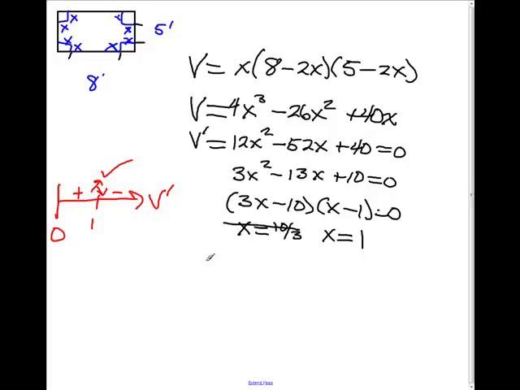Now did the problem request anything other than this dimensions? No, it just wanted the dimension of the square. So all we really need to write then is our x value of 1 foot for the answer. And that's it. And we're done.